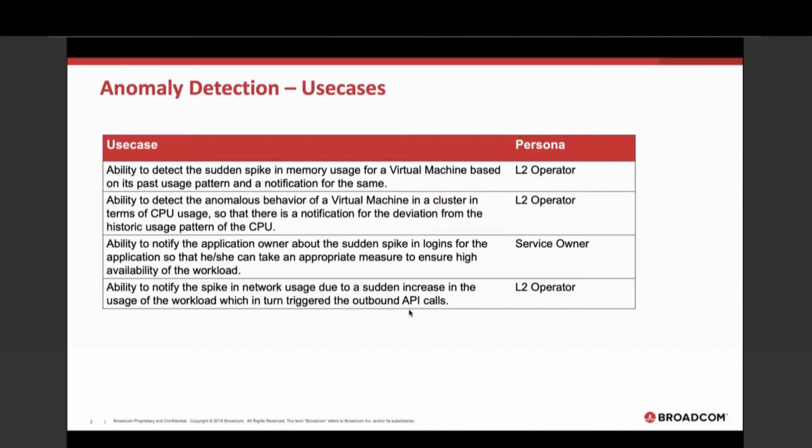Say for service owners, if they are seeing a sudden spike in the number of logins, they might want to take an appropriate measure to ensure that high availability is there for the workload that they are responsible for. So it's based on the historic data of the metric, the time series data of the metric. It will be able to identify a usage pattern, and based on that, it will be able to identify the anomalous behavior.